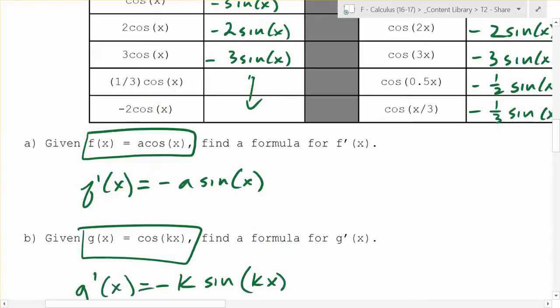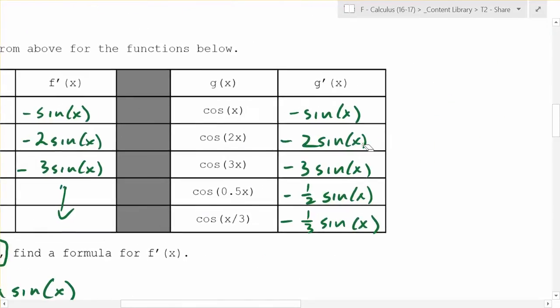The derivative, remember? Oh, sorry. So we missed something in here. What goes on here? We forgot. We went too quickly here. What stays inside? The 2x and the 3x and the 1/2 x and the x over 3, because of the chain rule. The chain rule doesn't change the inside. It pops something out to the outside.